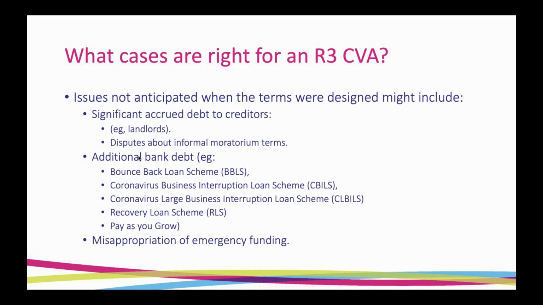And the sorts of issues that perhaps were not anticipated when the terms were designed, and which you will perhaps have to think about when thinking about whether a CVA is possible, is whether there is already significant accrued debt to creditors. For example, there may be 6 months, 12 months of unpaid rent that needs to be sorted out. And I think something that we are going to see is disagreements between landlords and tenants about the terms on which the payment of rent has been suspended.